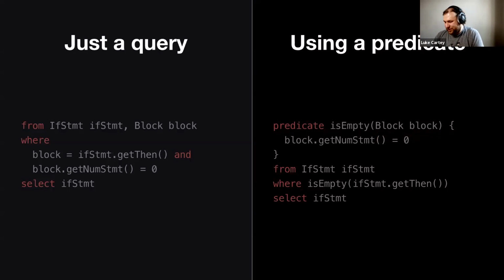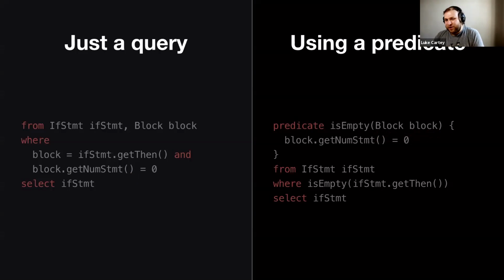Well, we need to put this condition in the body of the predicate. And this condition is the same condition that we had before. We know that this condition defines what it means to be an empty block. We're now just giving this a name. So this predicate will represent the set of blocks in the program that are considered to be empty.